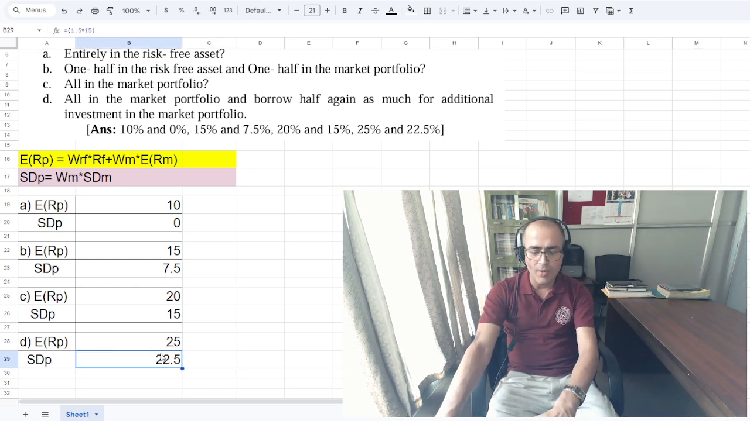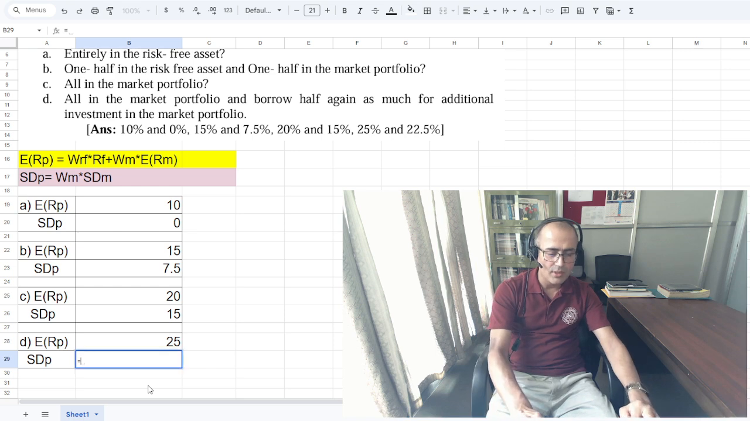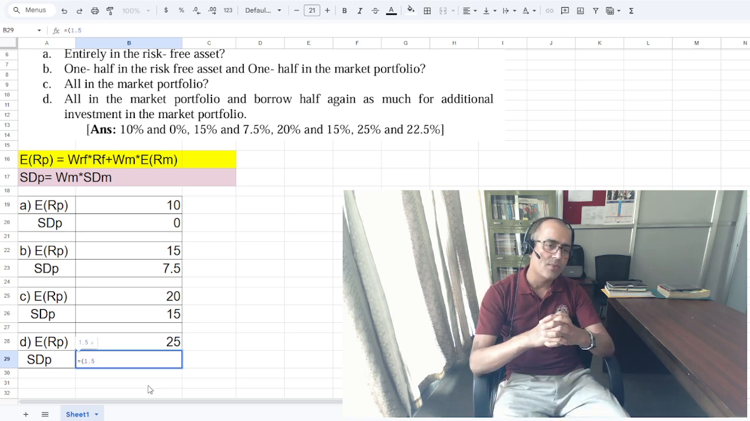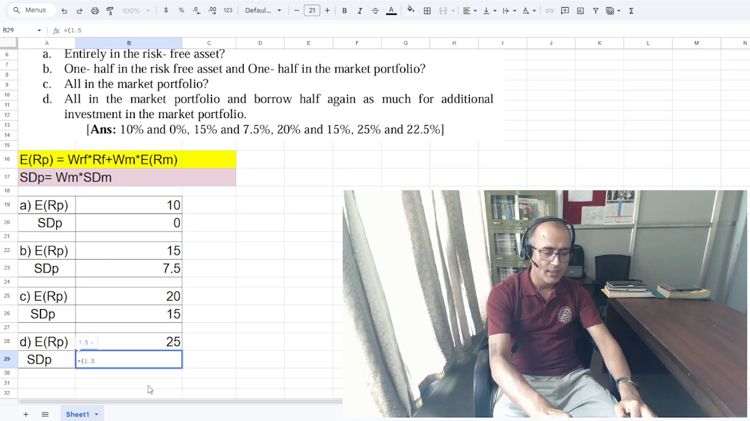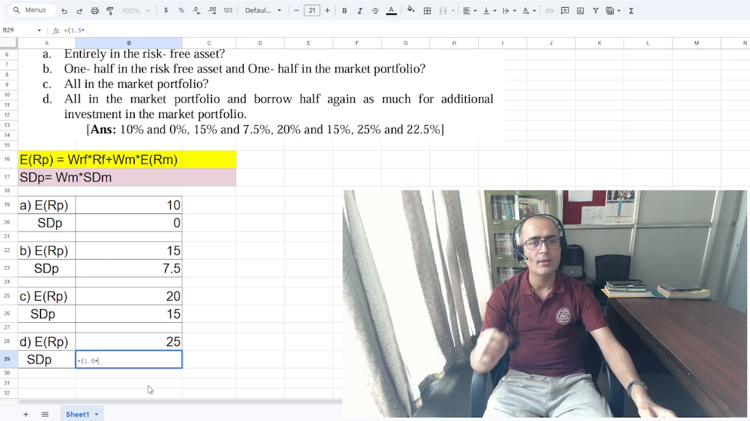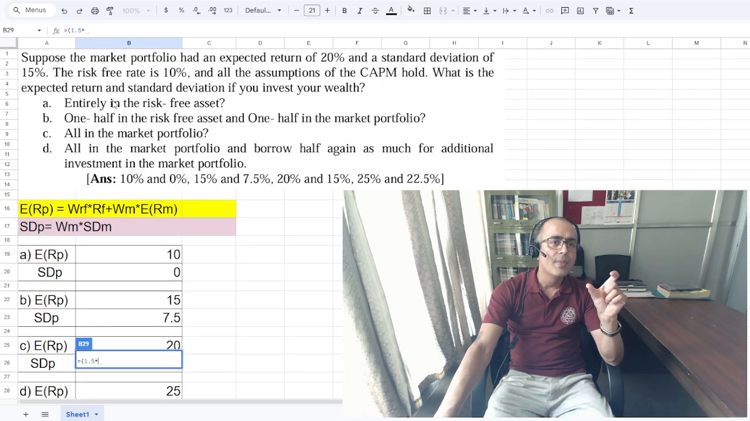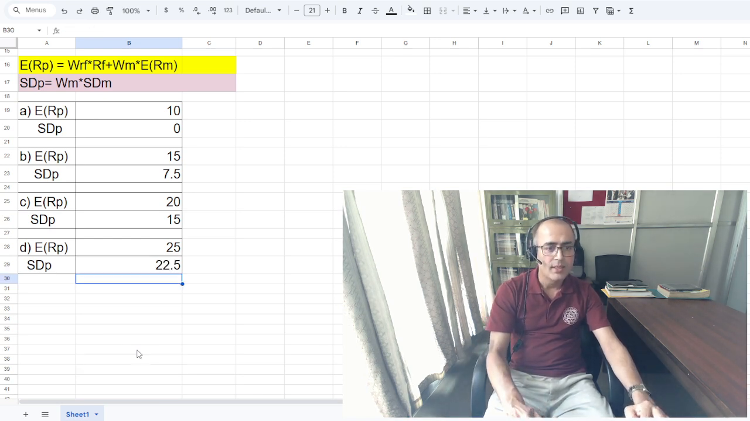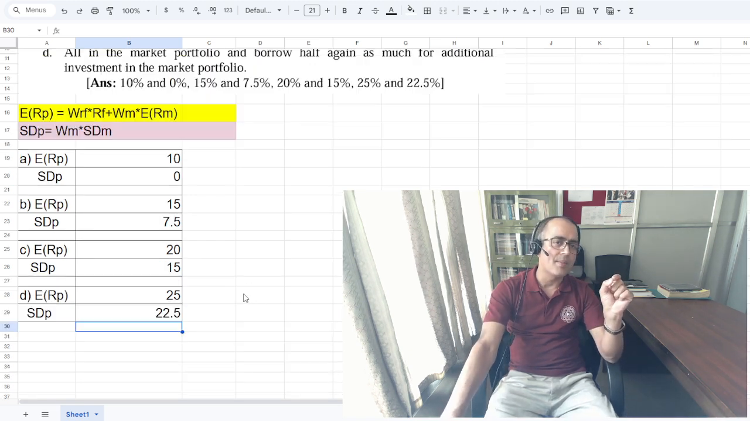Now what about the standard deviation? The standard deviation is 1.5, that is the weight of the risky assets, into, look at your standard deviation, that is 15%. This way, 22.5.